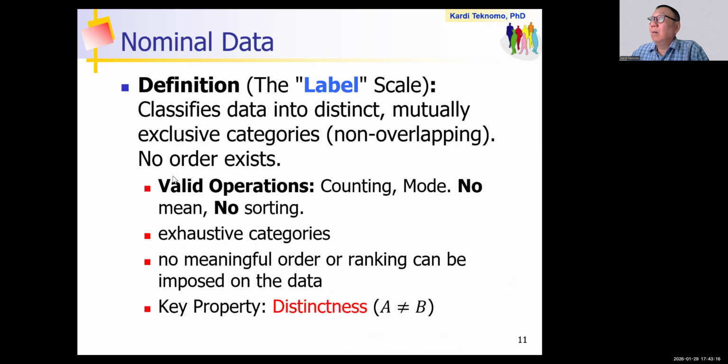By definition, nominal data, or we call it label scale, classifies data into distinct, mutually exclusive categories, so non-overlapping, and no order exists. The key property is distinctness. There is no order, just count. So you can only get the mode. There is no arithmetic mean, and there is no possibility of sorting. When your data is nominal, which is just a label, there is only distinctness, equal or not equal.